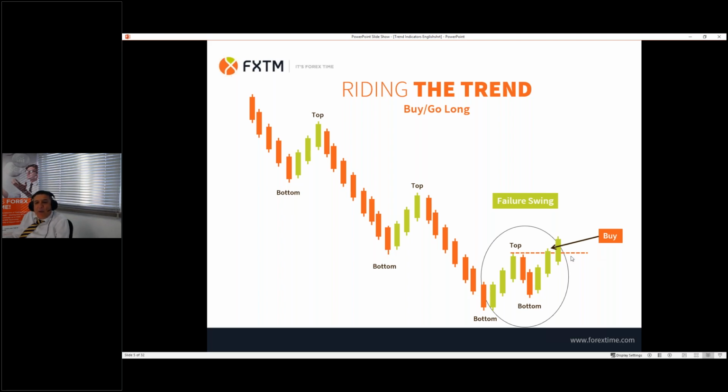So again, we want to buy here, but it would be a very good idea if we had a confirmation or two by a couple of oscillators, right? That would give us more confidence. And this is what we are going to do today.